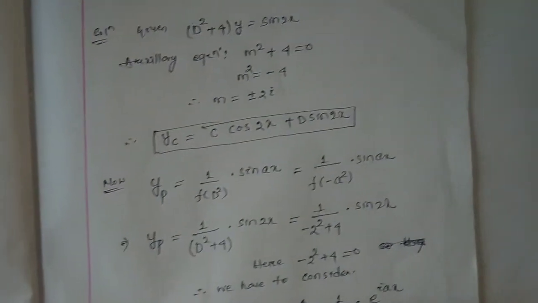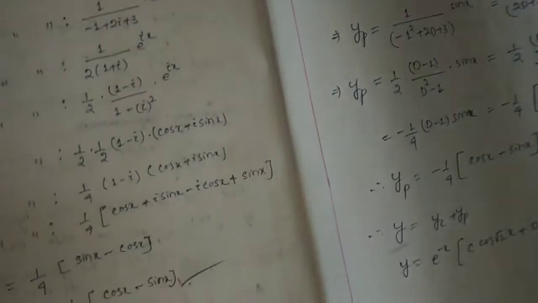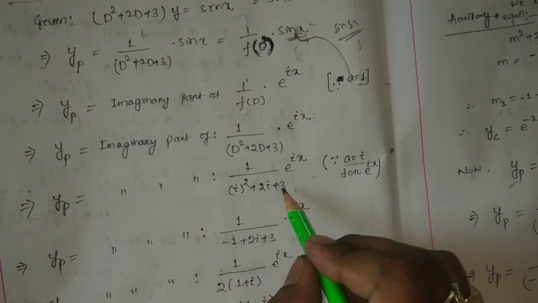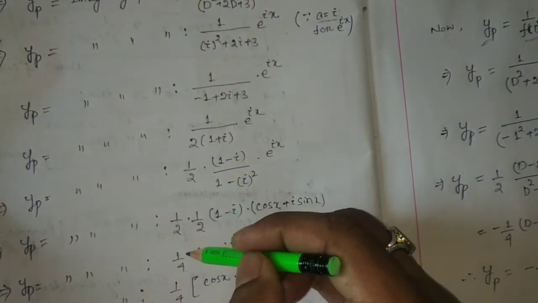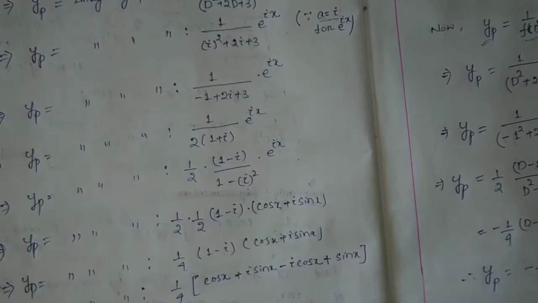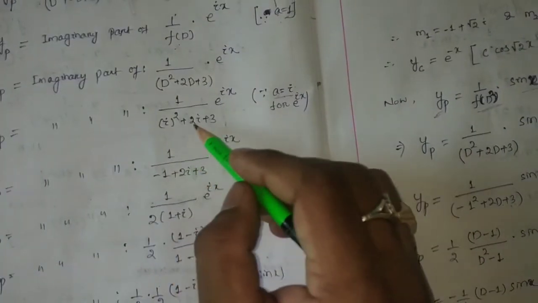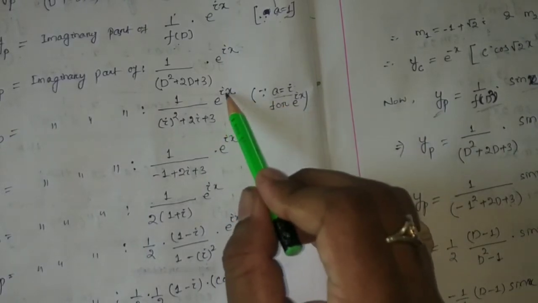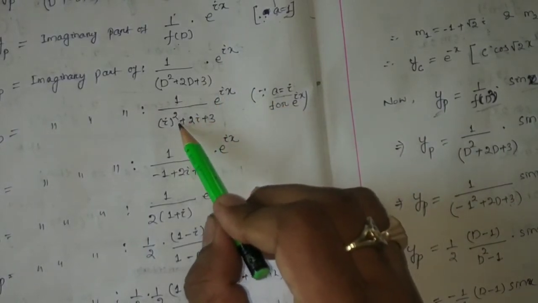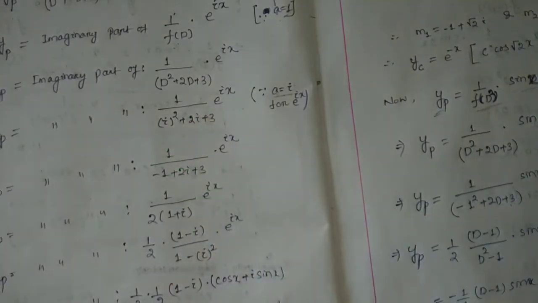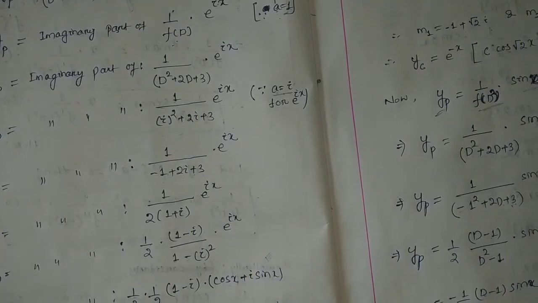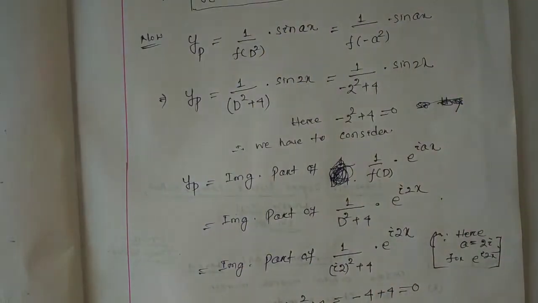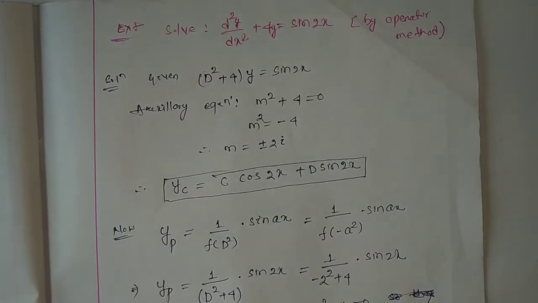Another question we are going to solve. Here, see what we found: f of d is not 0, so the next step we easily did and we got the answer. Suppose f of a, after putting a instead of d in e to the ax, suppose this term is 0, then what will be the answer, how can we do it? I have another example like that, just watch it.